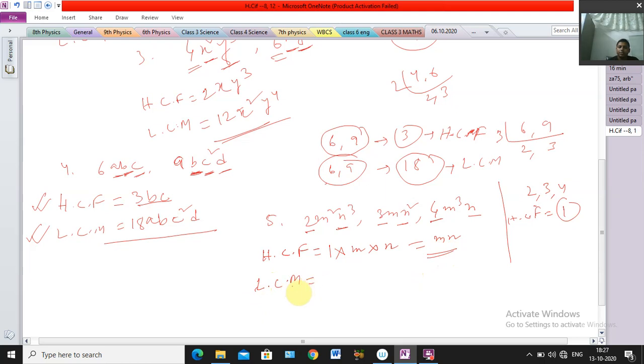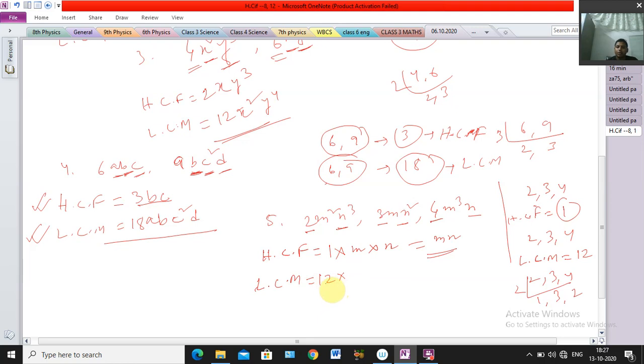Now we find out the LCM. LCM of 2, 3, 4 will be 12. You can do it also: 2 1s are 2, here 3, and 2 2s are 4. So we are getting 12.